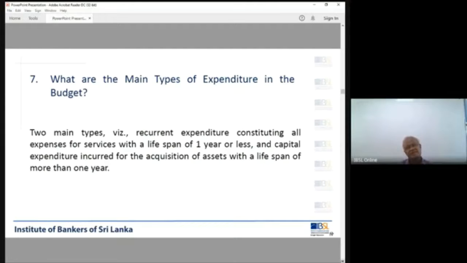Lifespan less than one year: monthly salaries of teachers, salaries of doctors, engineers. Government expenditure of less than one year. Then more than one year is investment, capital expenditure: roads, hospitals, schools, like that. Acquisition of assets. Assets could be financial or real assets. Government can acquire real assets, and government can acquire financial assets as well.